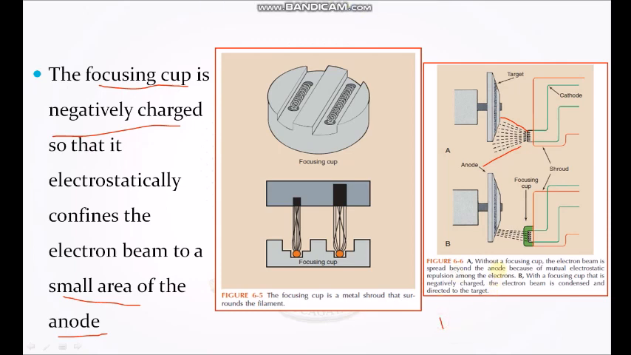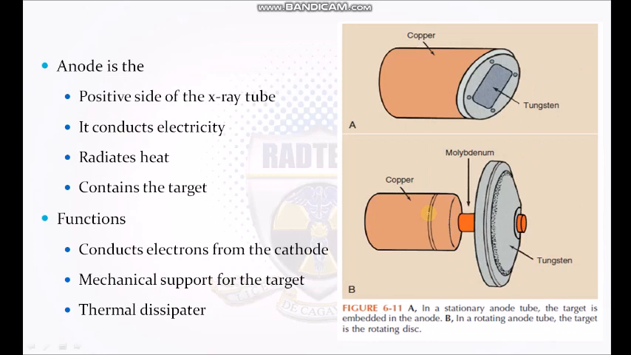Okay, so that's why it is mentioned here: without a focusing cup, the electron beam spreads beyond the anode because of mutual electrostatic repulsion. So take note, electrons, they are all negative. So when they travel, they tend to repel each other. They try to spread across the area. Also, the focusing cup is negatively charged to help focus the electrons, to repel the electrons towards the central point.